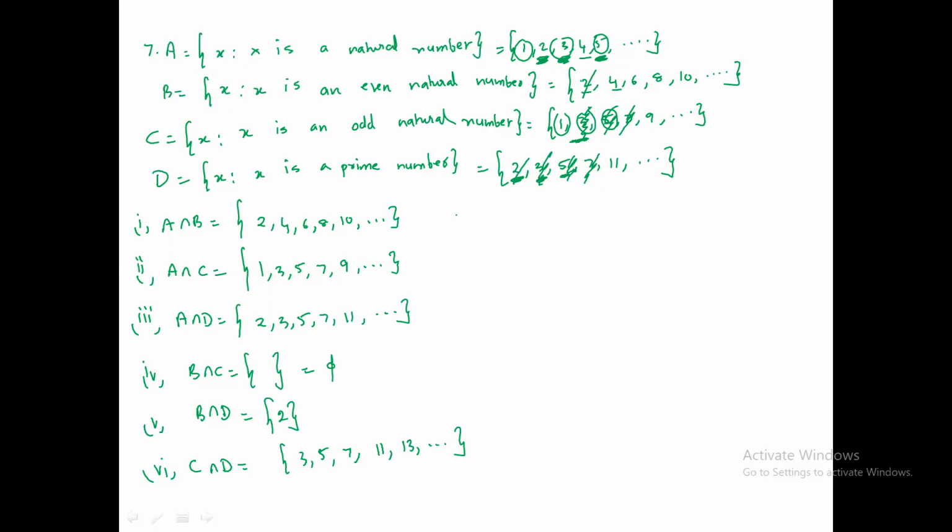So I can write this is nothing but set of even numbers. This is nothing but set of odd numbers. Here the answer is nothing but prime numbers. Of course, here it is empty set. Here it is even prime number. Here odd prime numbers. You can just describe them like this. That is an extra information they did not ask, but nothing wrong in writing that.